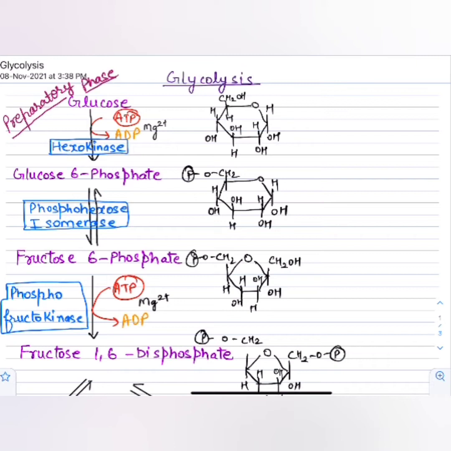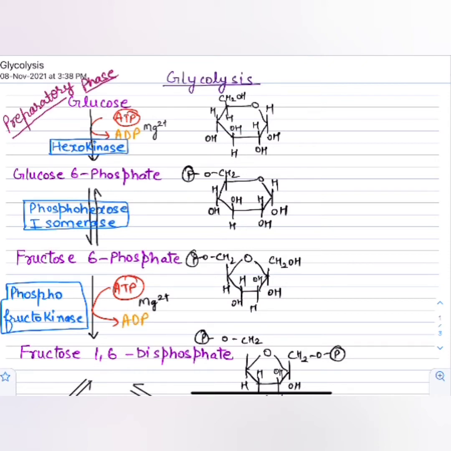So let's start. Glycolysis is divided into two phases, preparatory phase and payoff phase. Preparatory phase is the phase where glucose borrows ATP from the cell, and payoff phase is the phase where this process pays back ATP. So the location of glycolysis is cytoplasm of cells in most body tissues.